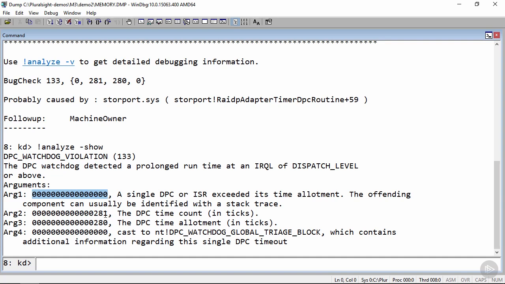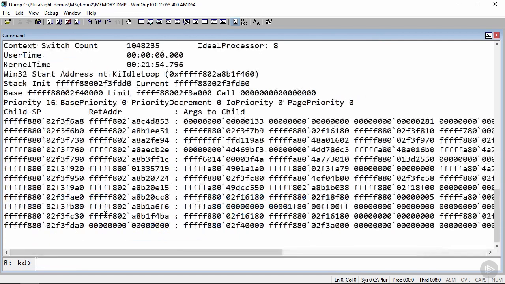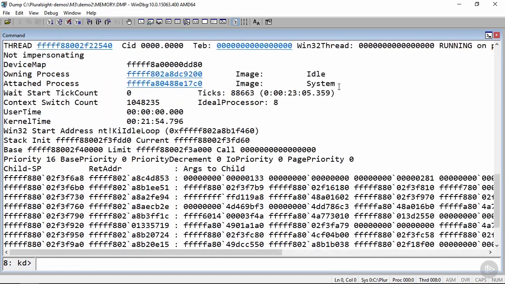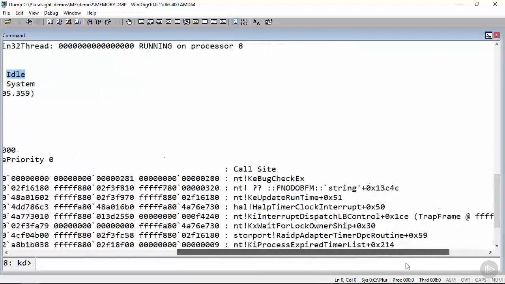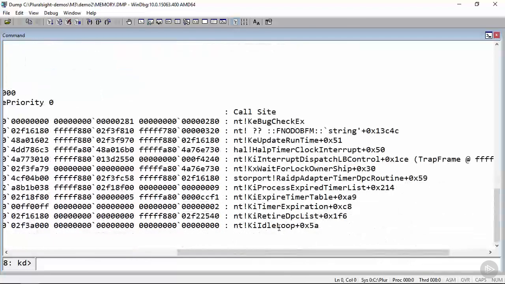So here we can do various things like look at the thread that was running at the time. Let's scroll back a little bit and see that it was the idle thread that was running when the system crashed. And if we scroll over here to the far right, we can take a look at the stack. And yes, indeed, it was the idle thread that was running. It was trying to retire the various DPC lists, any outstanding DPCs it tries to process. And it noticed that one had expired on a timer list.